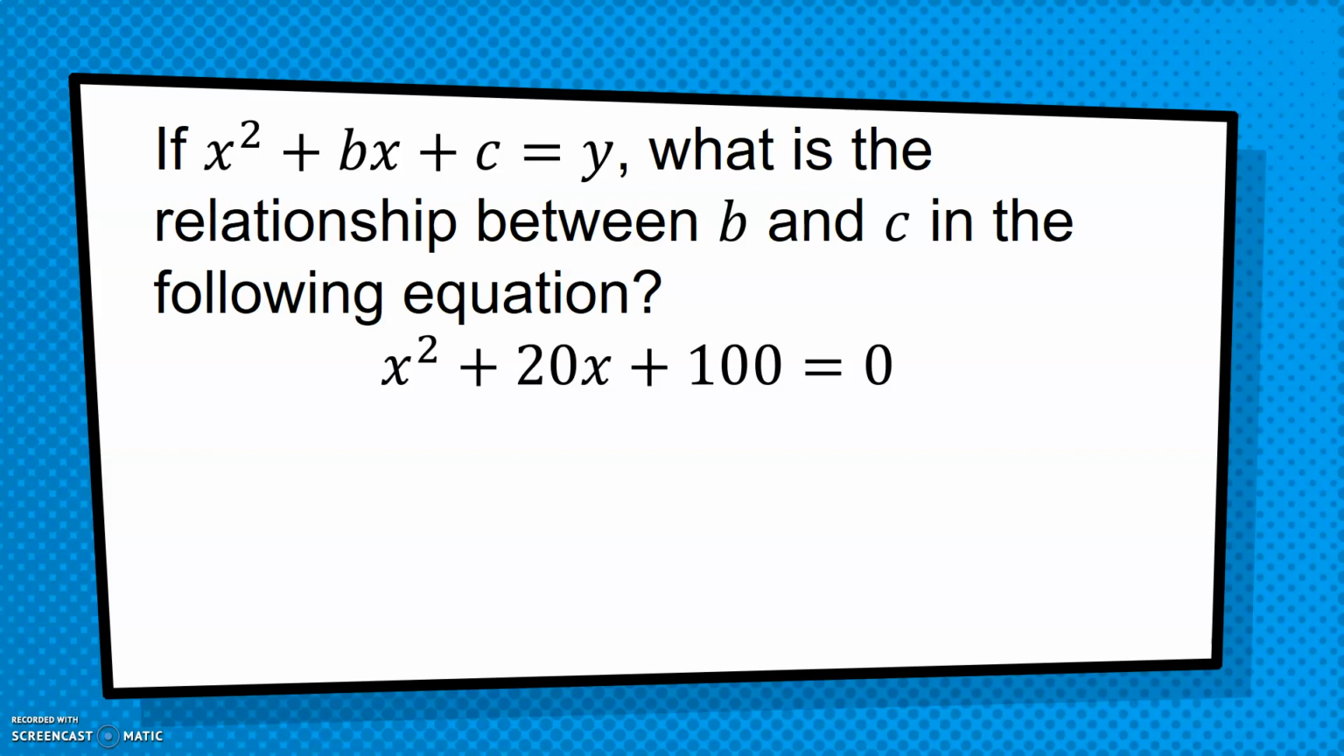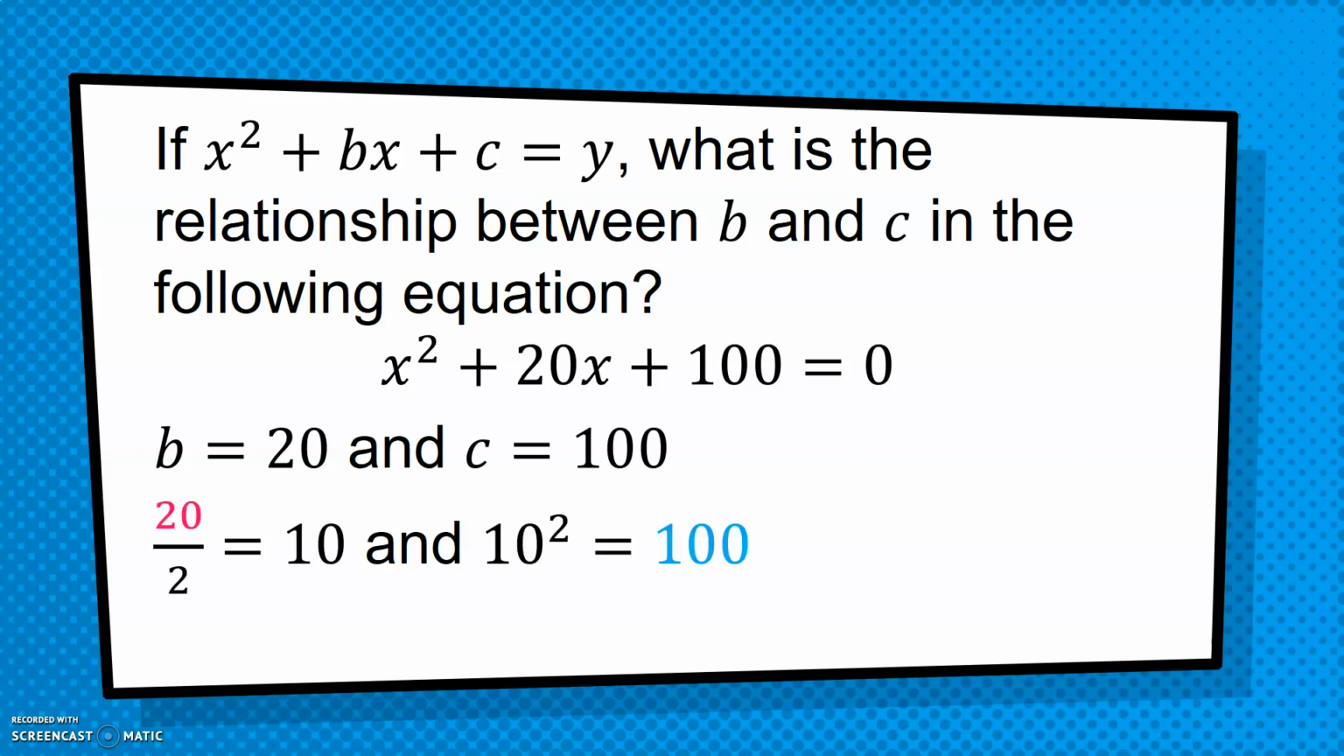If x squared plus bx plus c equals y, what's the relationship between b and c in the following equation? It may not be really obvious at first, so I'm going to walk you through this one. Let's identify b and c. b would be 20 and c would be 100. We just look up at our top equation and see where b and c are located. I can look at 20 and 100 and try to find a relationship between them, but I'm going to show you what that relationship is.